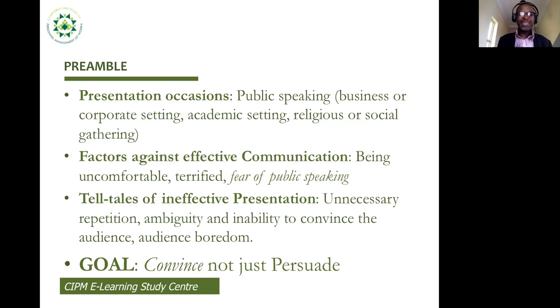So there are some things that tell you when you're not communicating effectively. There are some telltale signs that show ineffective communication on the part of the sender or the presenter. One of them is unnecessary repetition. On the part of the sender or the presenter, it is also when he's using a lot of fill-ins.